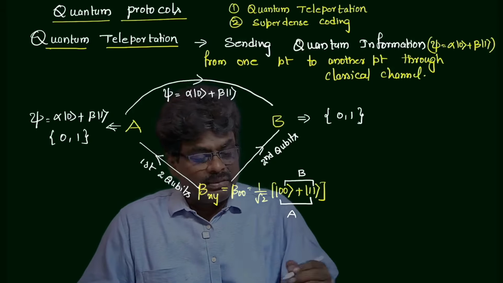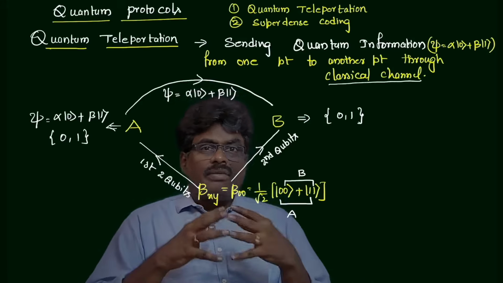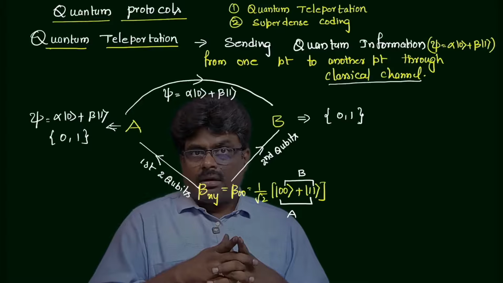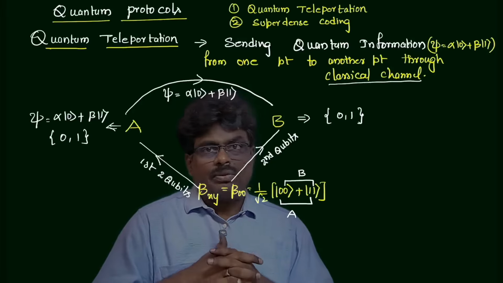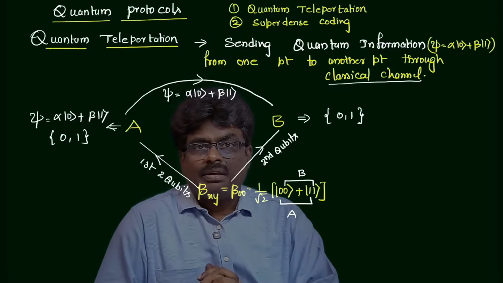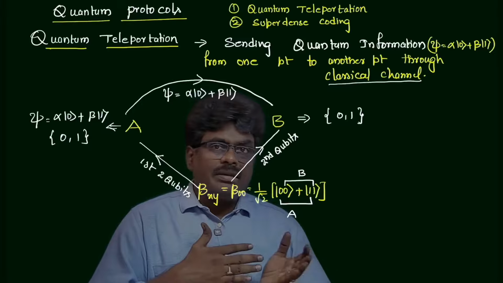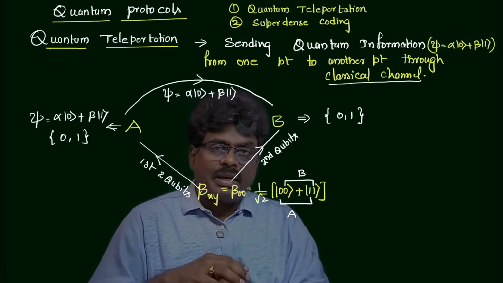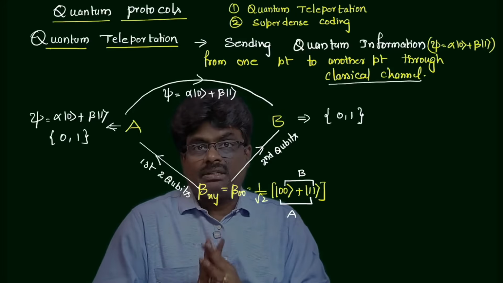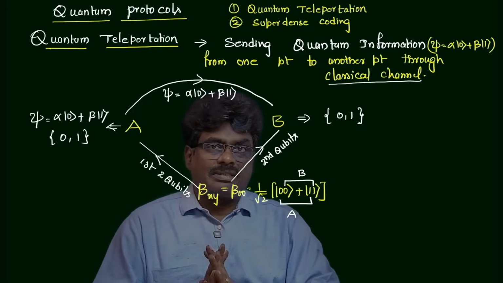So no need to get confused about this classical channel, because first A will do some operations. After that he will measure his two qubits. Then whatever measurement value he got, he has to inform B. Then B will do some proper operations on his own state, and finally he will get back the initial state, that is psi equal to alpha 0 plus beta 1. So this is the task.